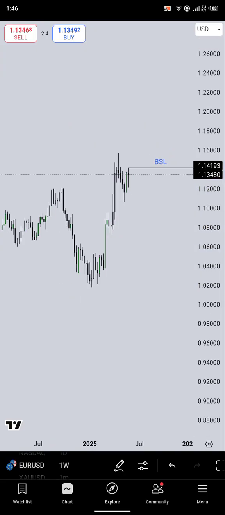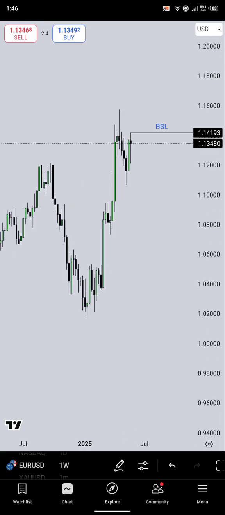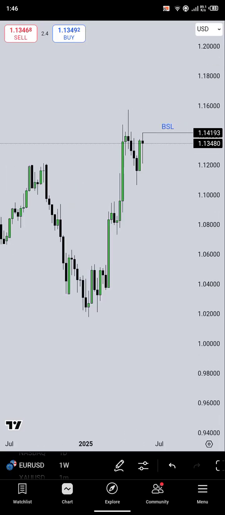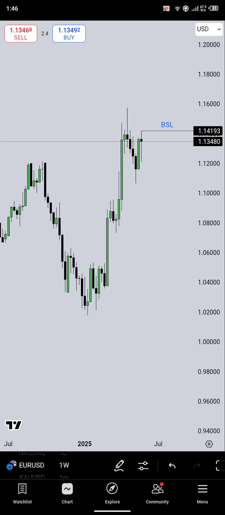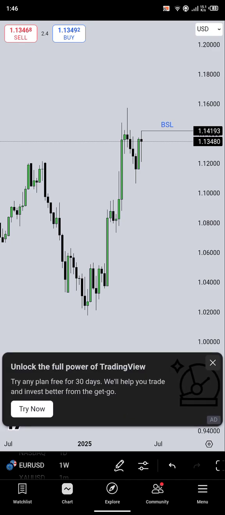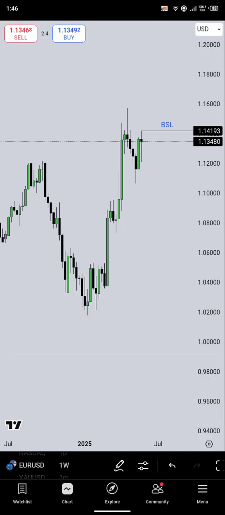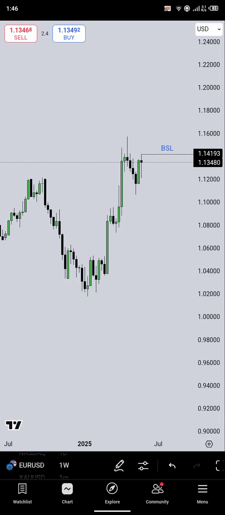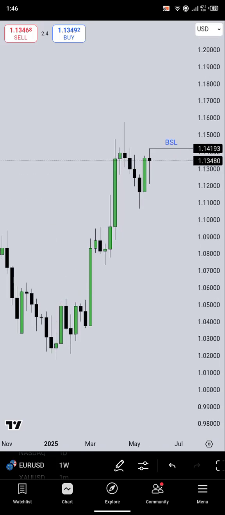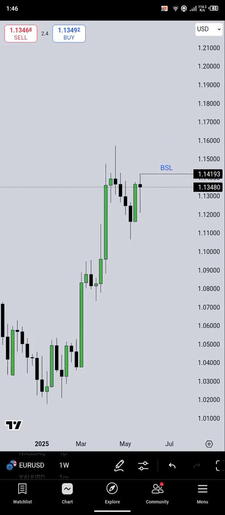So remember that on the higher time frame, what are we trying to look for? We are trying to get our bias. We are trying to know our draw on liquidity, because whatever we go to the lower time frames to do might be a waste if we don't know where price is actually heading to.